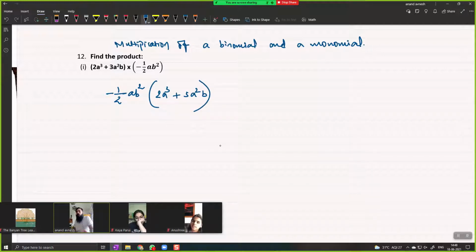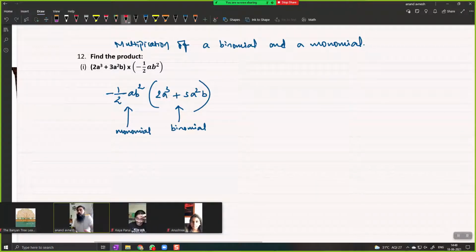So how do you multiply? See, first what I have written is the monomial. Monomial means a polynomial with one term. Here I have written the binomial. I have put the binomial into the bracket and I have written the monomial outside the bracket.